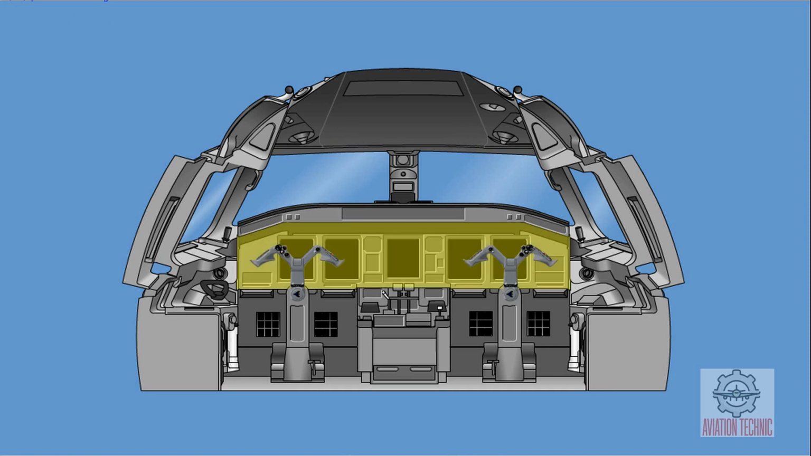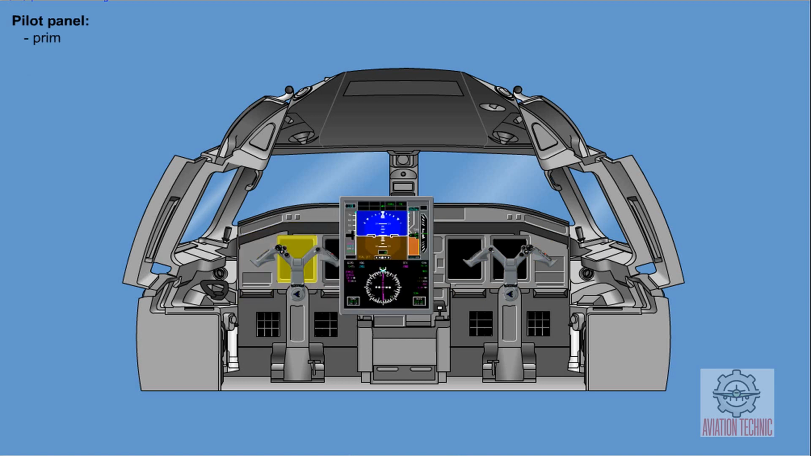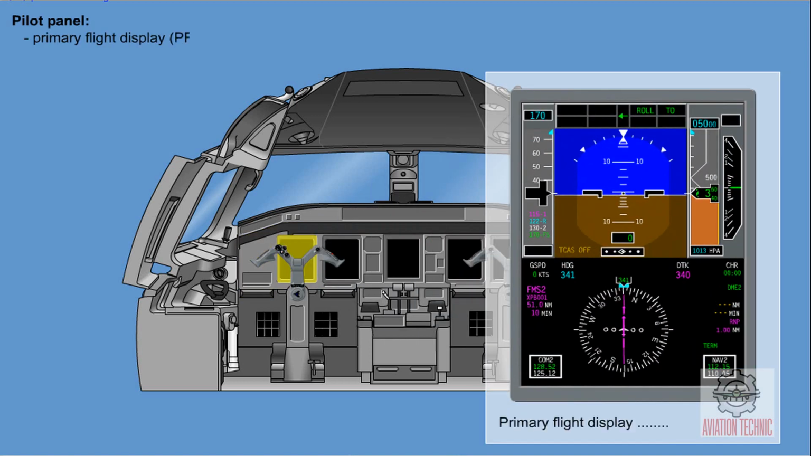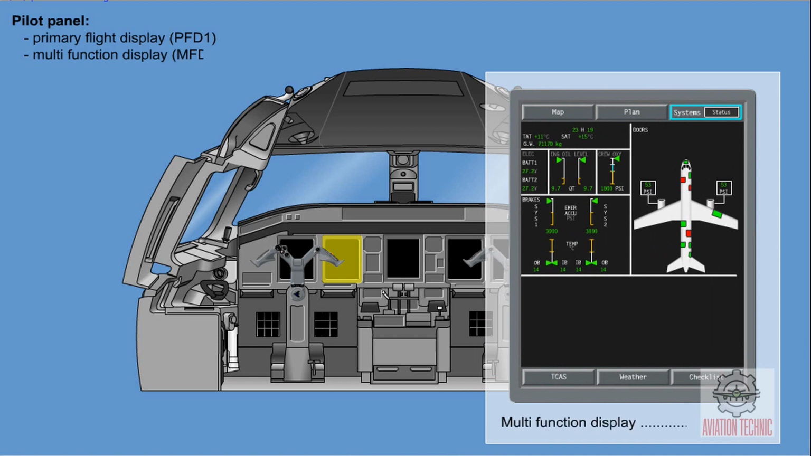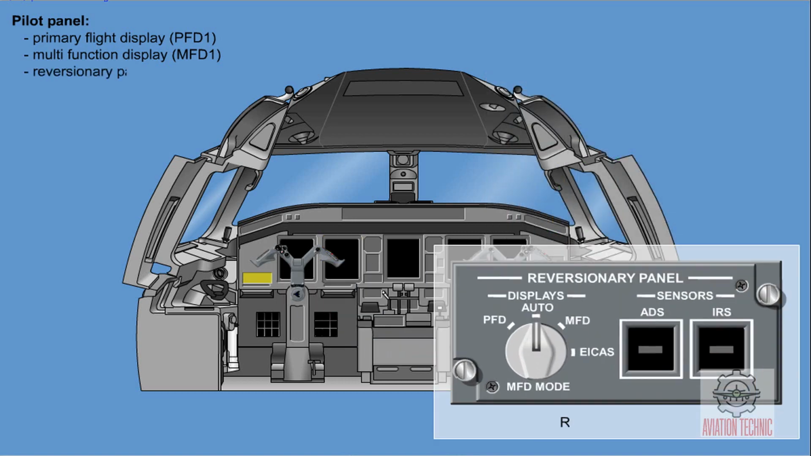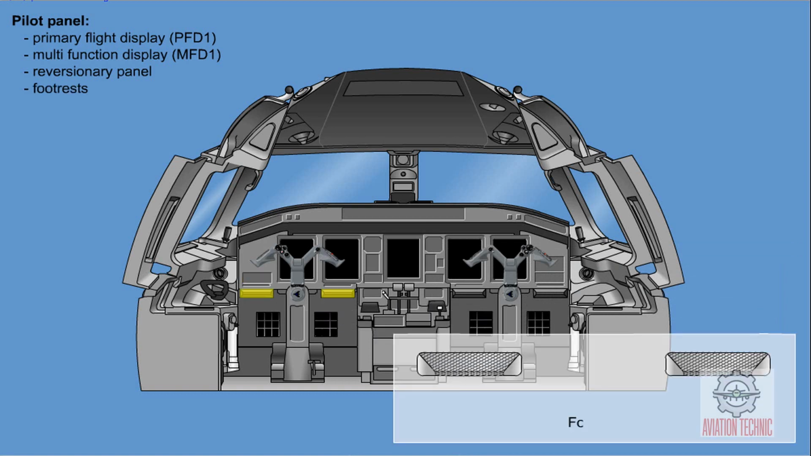On the main panel, you will find all primary instruments. The main panel includes the pilot panel, the center panel, and the co-pilot panel. On the pilot panel, the following components are installed. The primary flight display, PFD1, the multifunction display, MFD1, the reversionary panel, and the footrests.